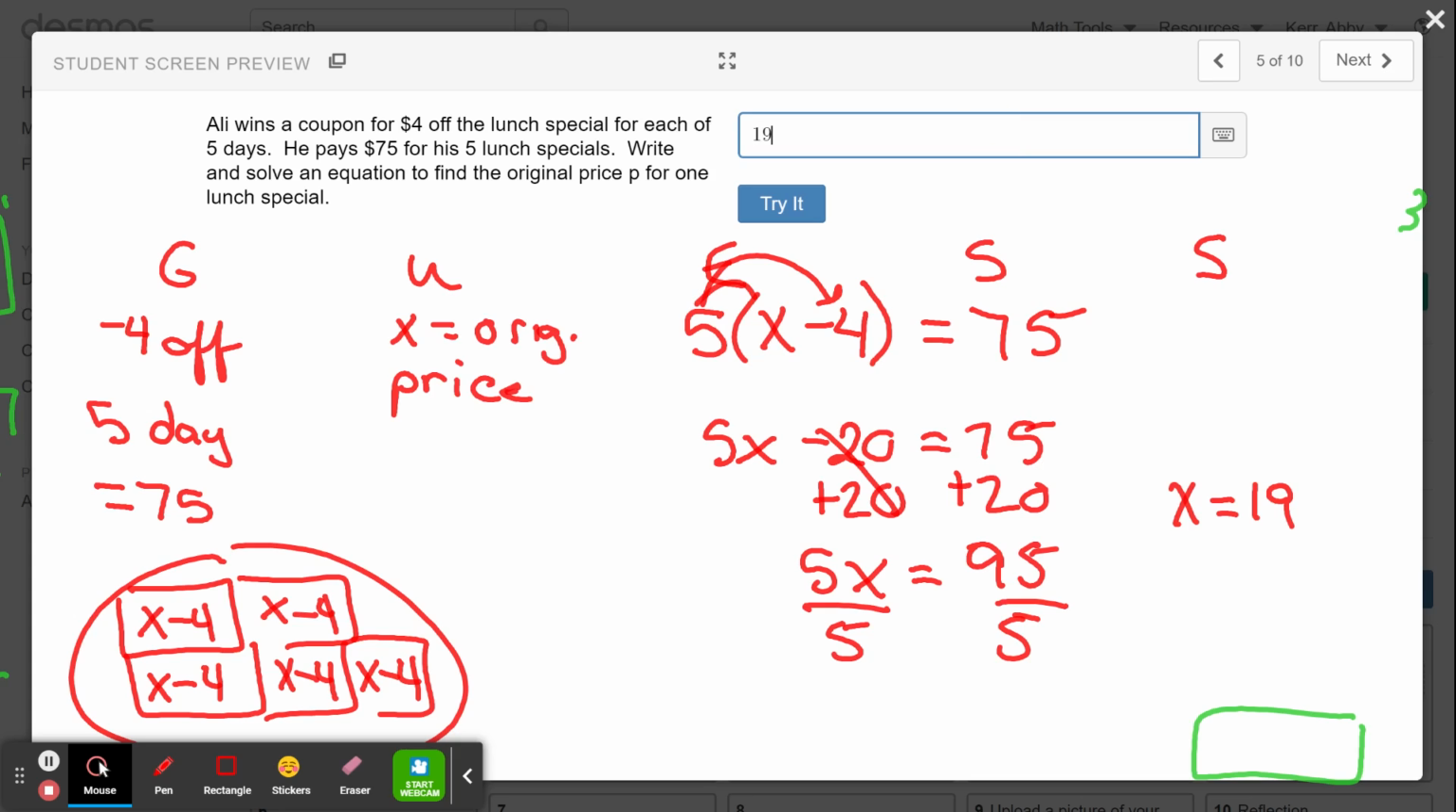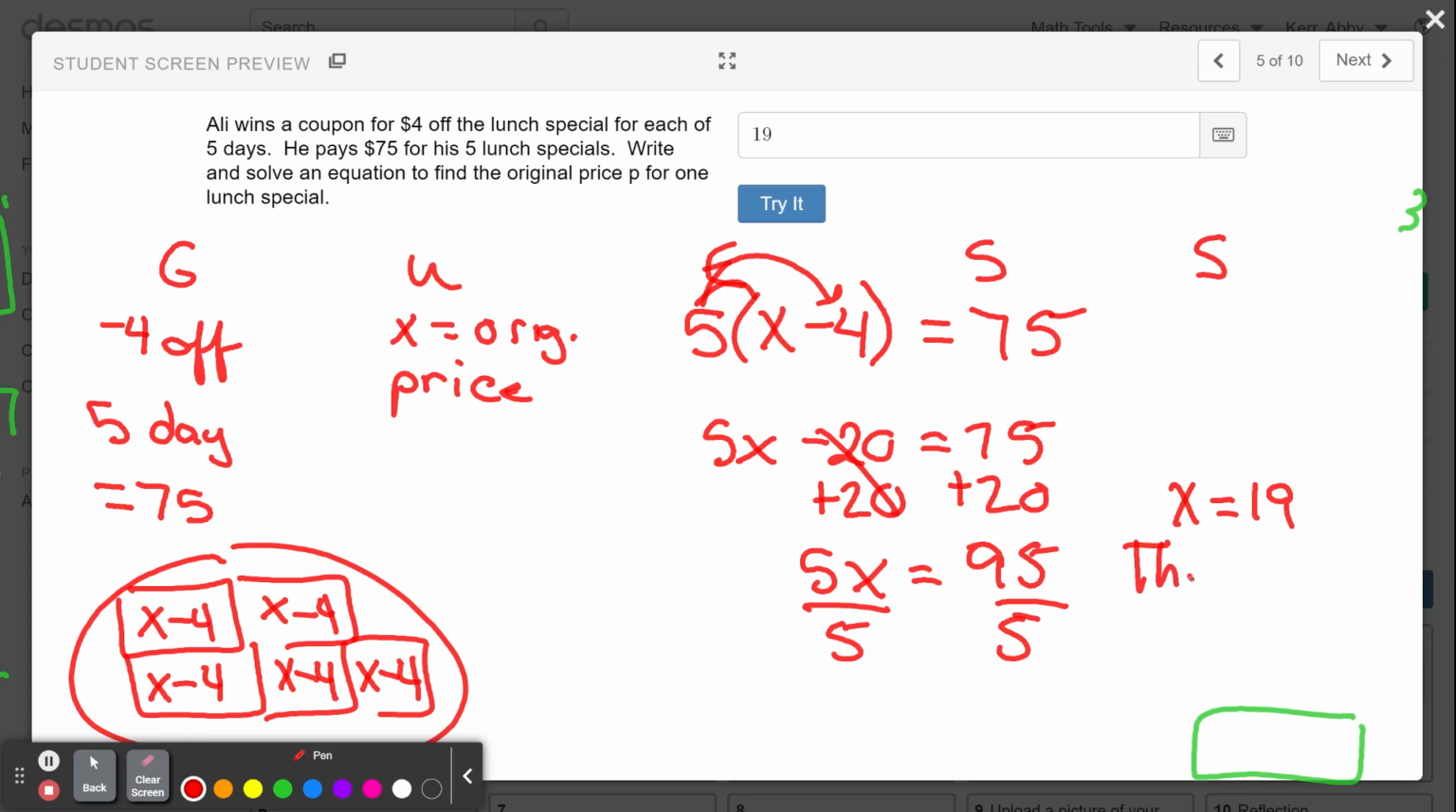And of course, you would write a sentence for this. Wonder if I can type on the screen. Doesn't look like it. So the original price is $19. And then punctuation at the end.